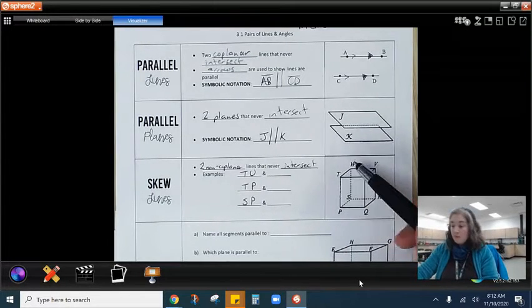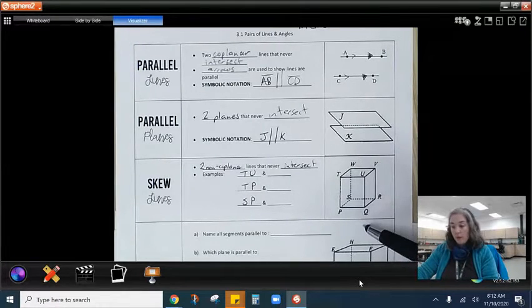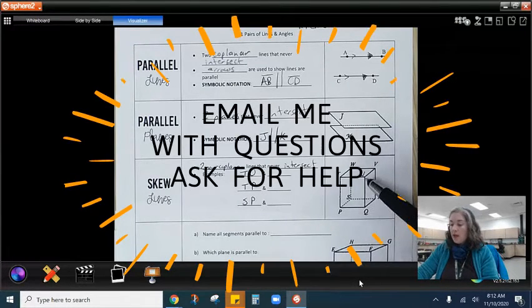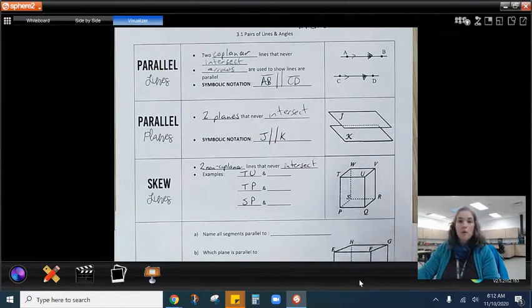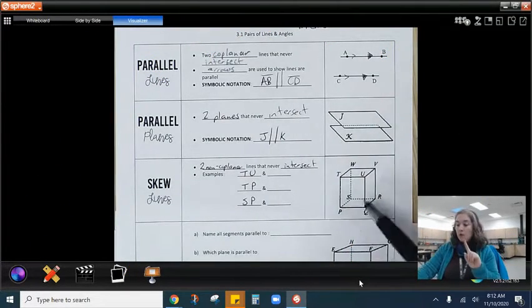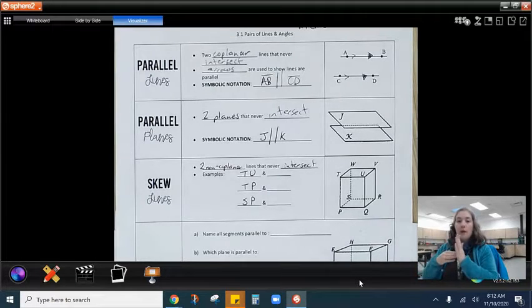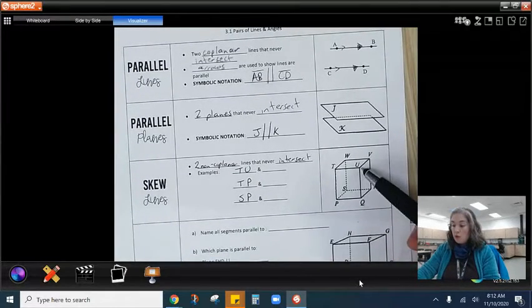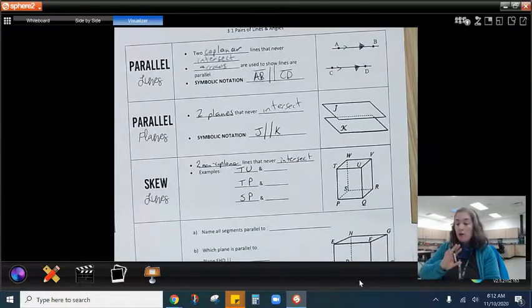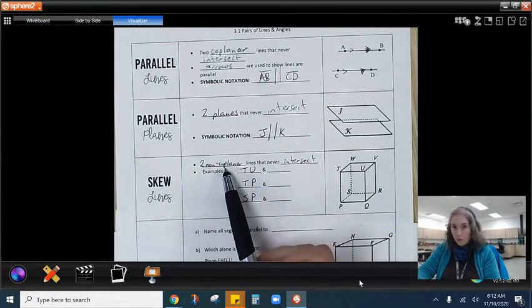So that means TP and UQ are coplanar. That means PQ and UQ are coplanar. That means TU and TP are coplanar, right? Any 2 of those points make a line that is coplanar to the other one. They are all in the same plane. Take a second to let that sink in. They're all coplanar. TP, PQ, QU, UT. So we want 2 that are not coplanar.